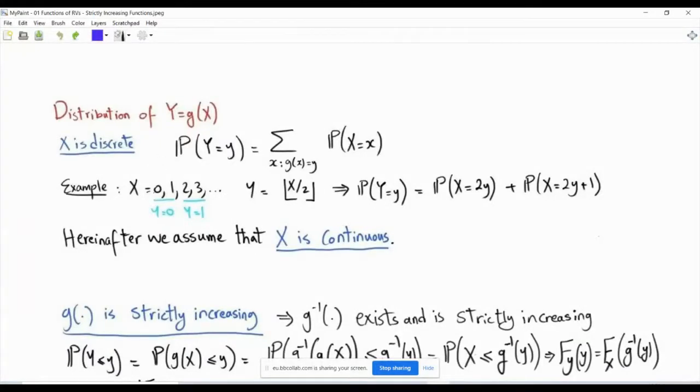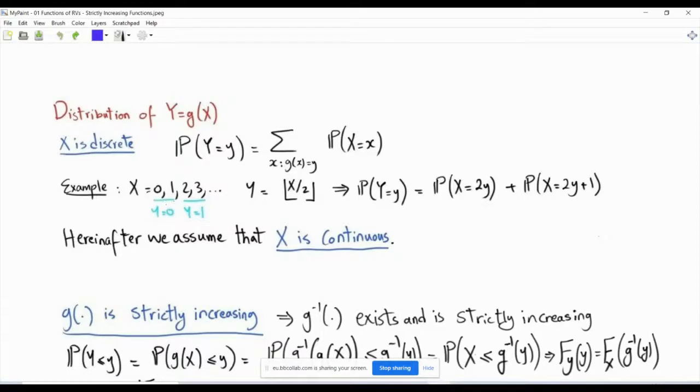Suppose that X is a non-negative integer, and Y is the floor of X over 2. Basically, if X is 0, floor of 0 is 0. If X is 1, floor of 1/2 is 0. So 0 and 1 are mapped to 0. If X is 2, 2 over 2 is 1, and the floor of 1 is 1. If X is 3, 3 over 2 is 1.5, and the floor is 1. And so 2 and 3 will be mapped to the value 1, and so on and so forth.